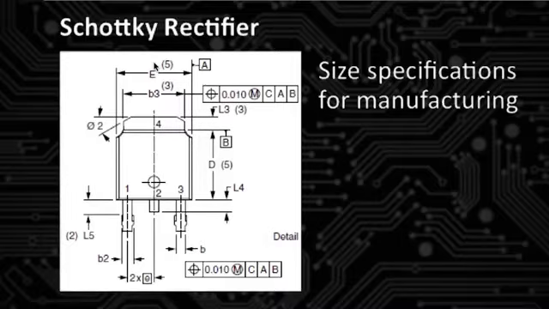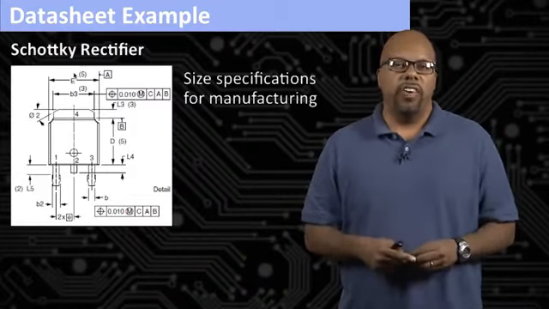And actually right there you can't see all the numbers. They label them with letters, but there's a table next to it that shows what the sizes are. This is a typical thing that you'll find inside a data sheet.